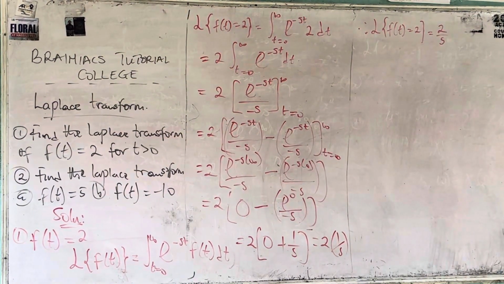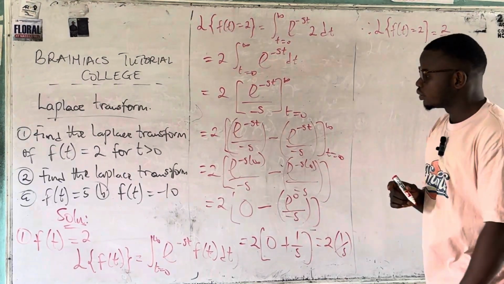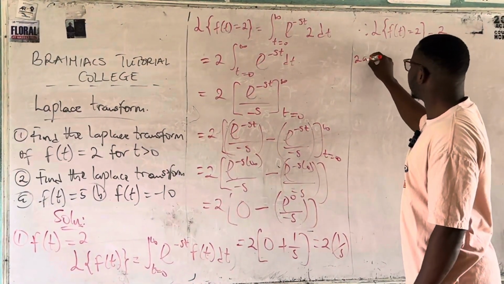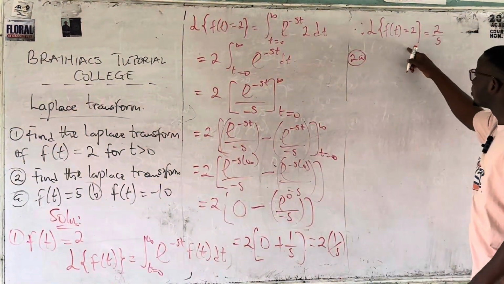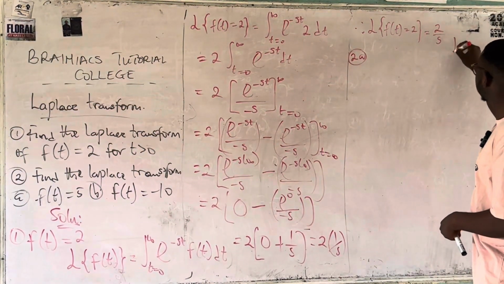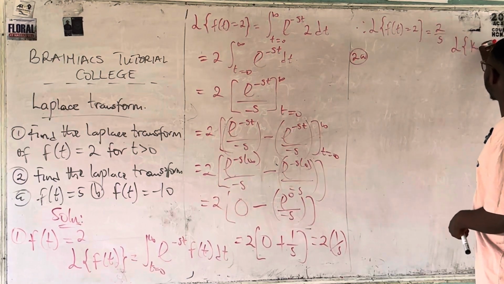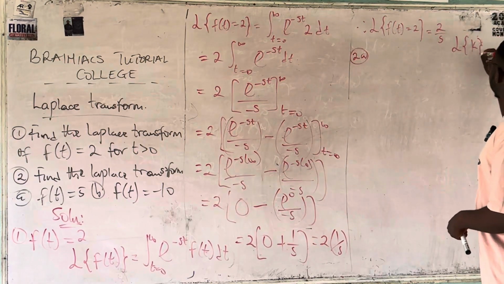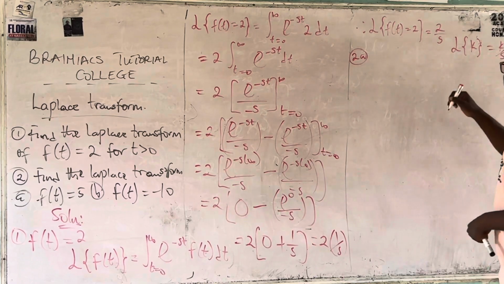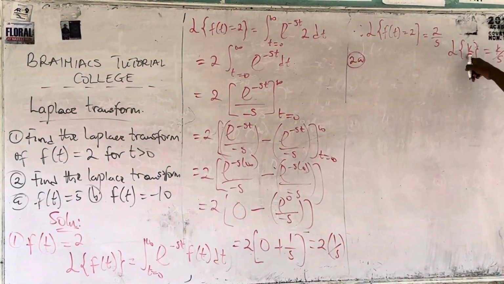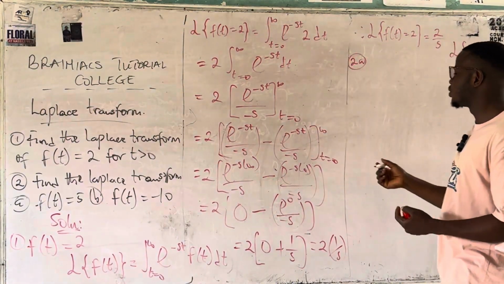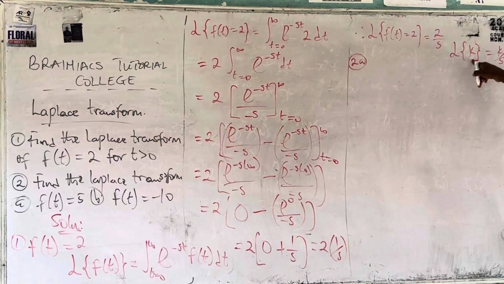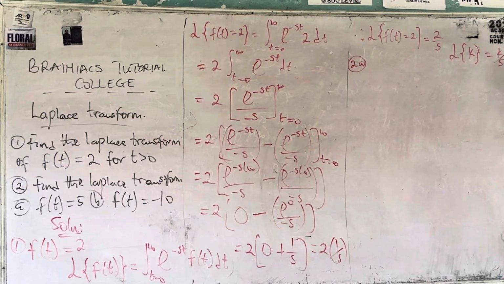So that is all for the first question. Now for question 2a. Kindly note that in general, the Laplace transform of a constant is this: if k is a constant, the Laplace transform of k is equal to k over s. The value of k can be anything as long as k is a constant. So for this particular question, without solving it at all, we can use this general form. Since we have f of t equals 2, that will be 2 over s.